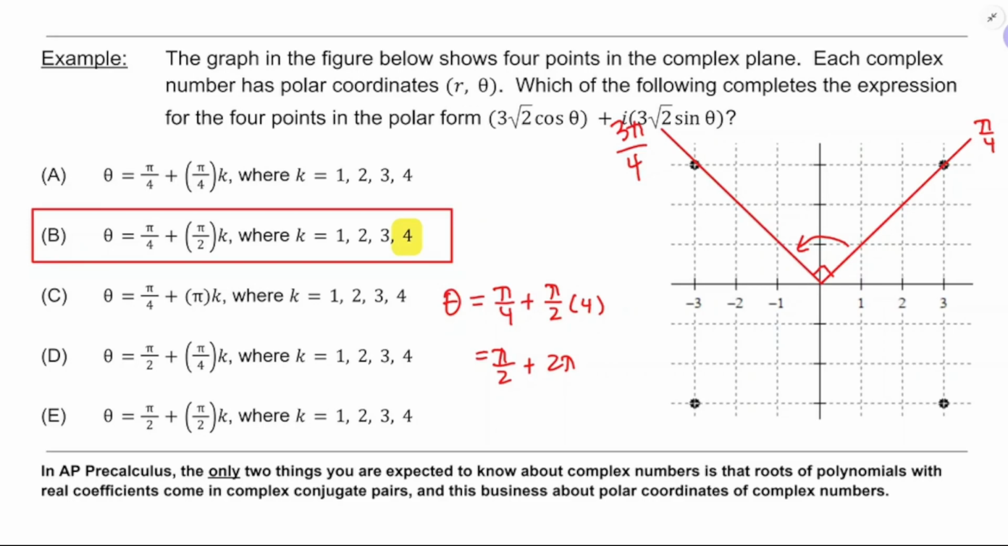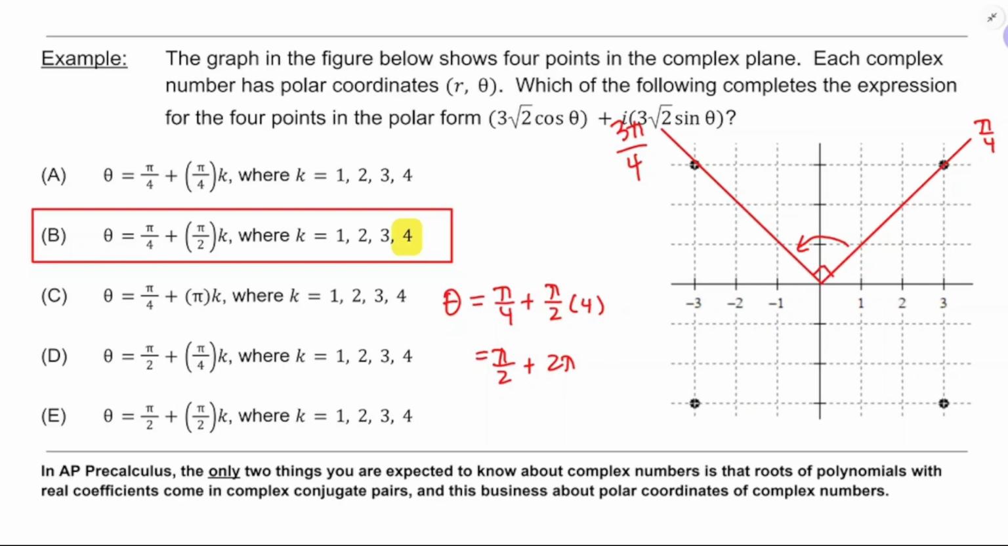Pi over 4k would be if we had all of these plus the ones on the axes as well. We could have done that as well, but then k would have needed to equal 1 through 8, and I might not have had enough room to write on this example. The ones that start with pi over 2 aren't going to work, because pi over 2 is not a solution. D would probably be the next most appealing, because you're like, okay, k equals 1, pi over 2 plus pi over 4 is 3 pi over 4, and then thinking it'll go to the other 3, but that one will not work.